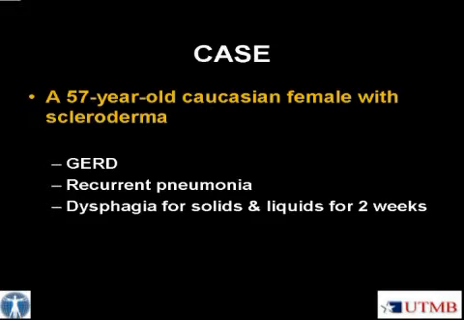A 57-year-old Caucasian female with past medical history of scleroderma presented to our gastroenterology clinic for further evaluation of a 2-week history of dysphagia for solids and liquids. She also had a chronic gastroesophageal reflux disease that responded partially to proton pump inhibitors and recurrent episodes of aspiration pneumonia.